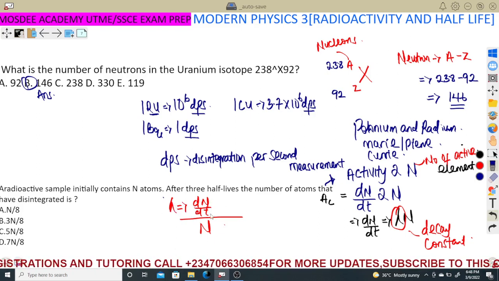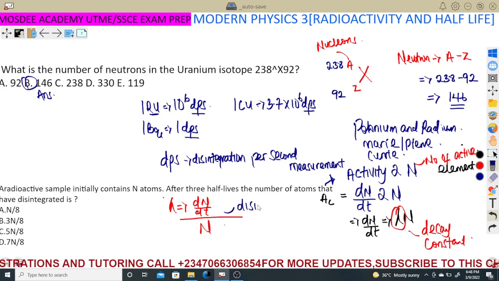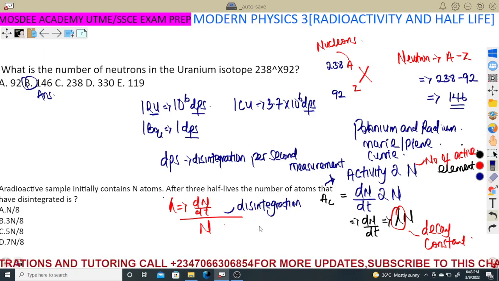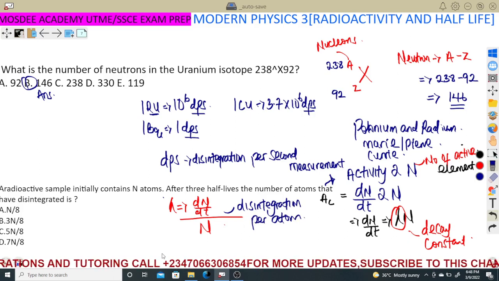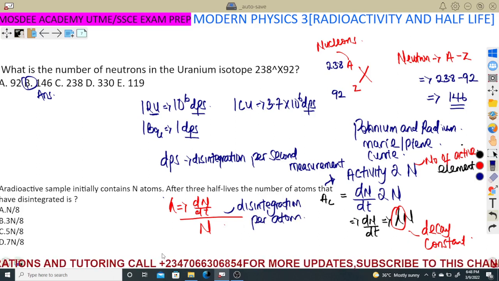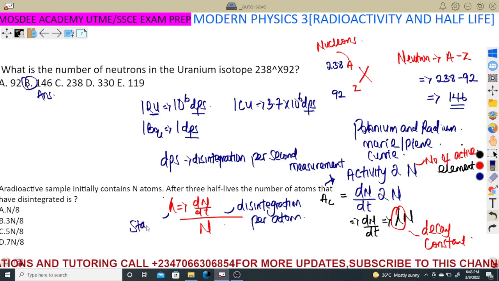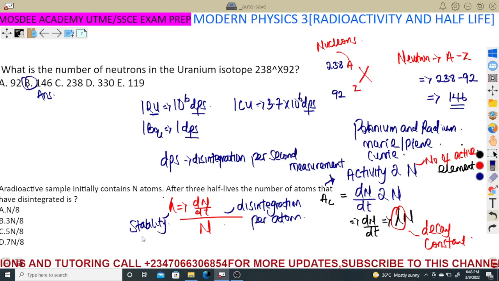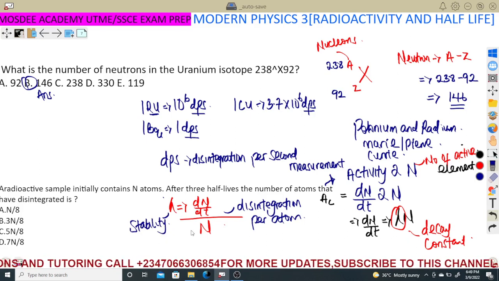This (dN/dt)/N is what is called disintegration per atom. It is a very quick concept, because some other questions can ask you about it. This is used to determine the stability of a radioactive element. I've done a quick concept also on my channel on how to prove this. So now this is what led us to the decay equation.